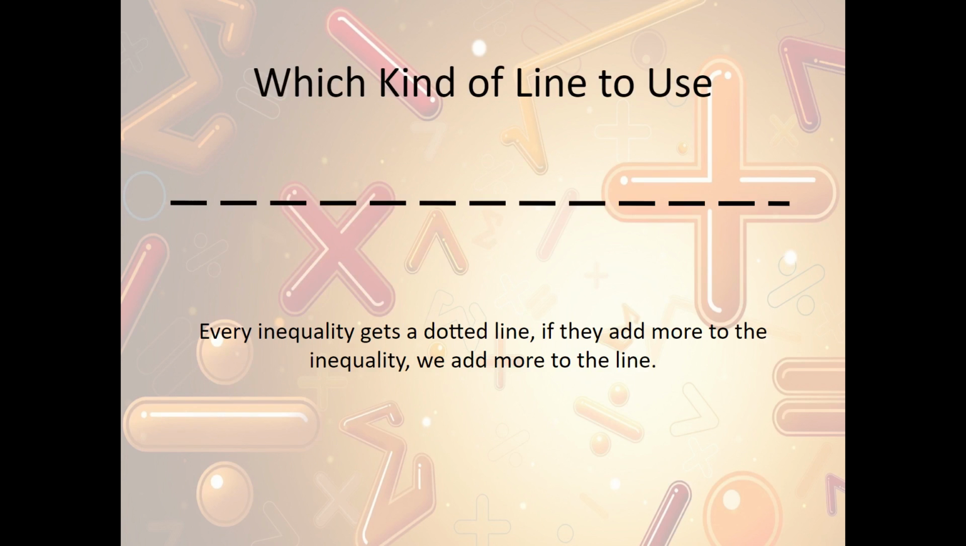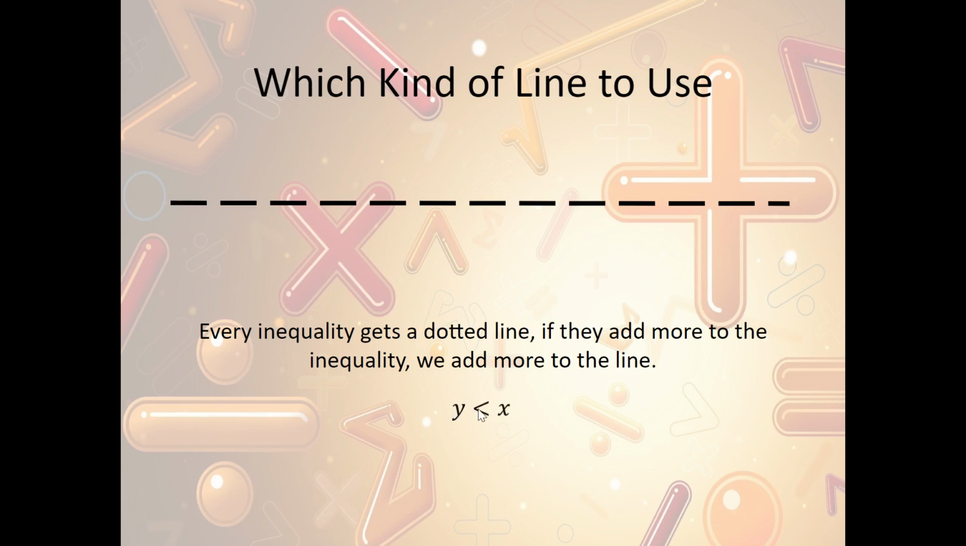The other part is what kind of line to use. Similar to before where we talked about the open circle versus closed circle, same thing here. Every inequality gets a dotted line or an open line. Notice it's open because there are little spaces in between. So every inequality gets an open line or a dotted line. If they add more to the inequality, we do too, meaning if they add the bar underneath, then we're going to add to it and make it a solid line.